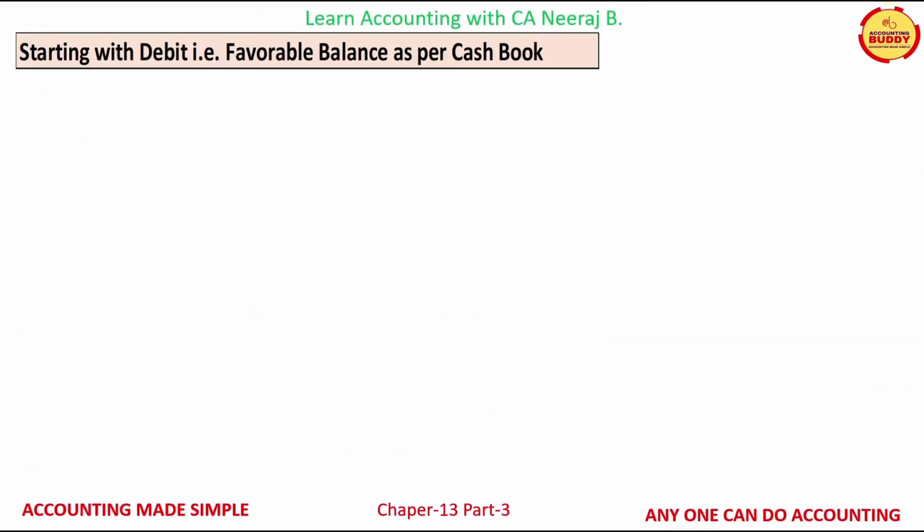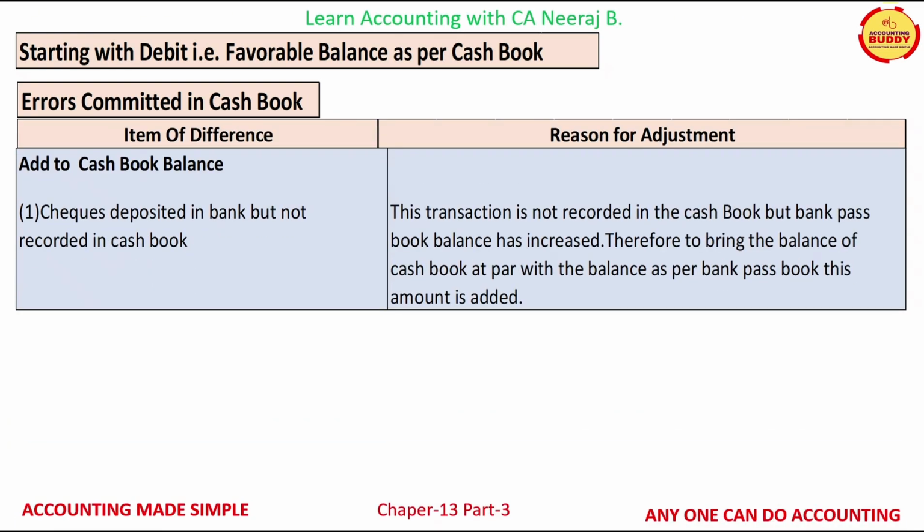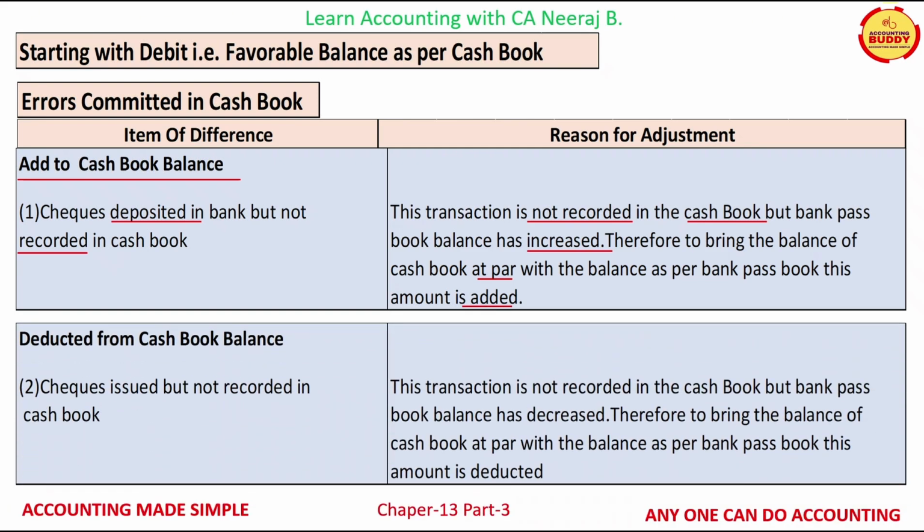In this slide, we will learn the process of the bank reconciliation statement when we start with the debit balance of the cash book and errors are committed in the cash book. This error in the cash book needs to be added to the cash book balance. The error is when checks are deposited in the bank but are not recorded in the cash book. This transaction is not recorded in the cash book but the bank passbook balance has increased. Therefore, to bring the balance of the cash book at par with the balance as per bank passbook, this amount is added.